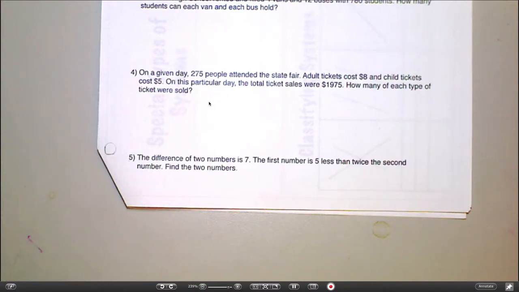The difference of two numbers is 7. The first number is 5 less than twice the second number. Find the two numbers. What are my variables here?